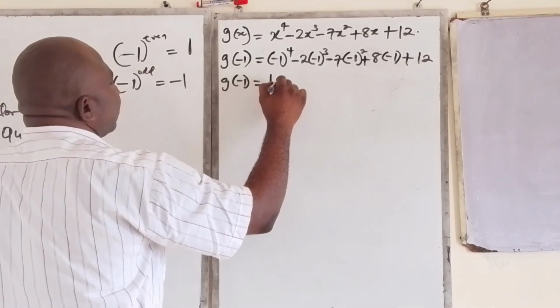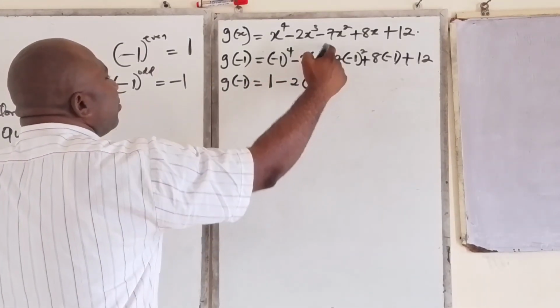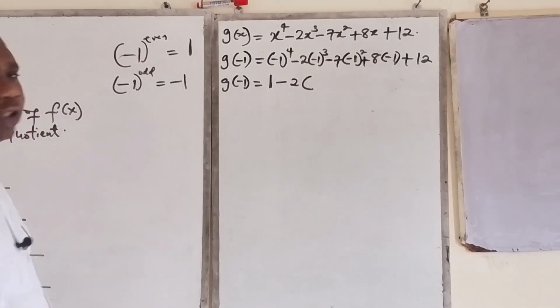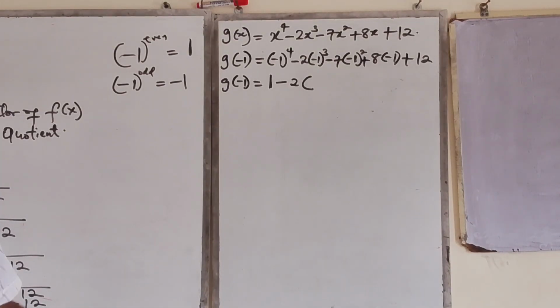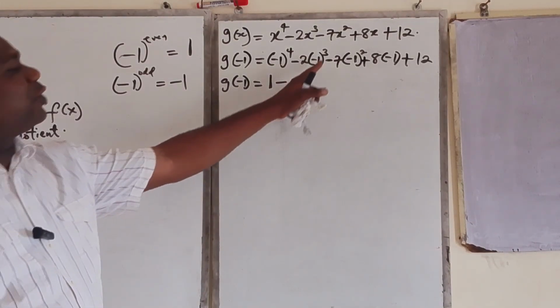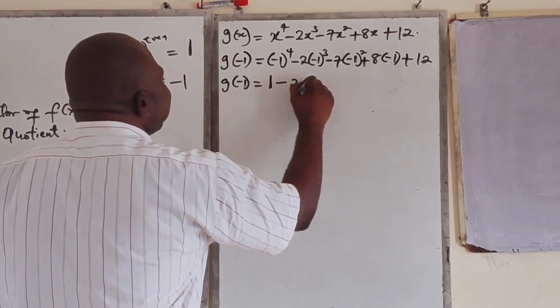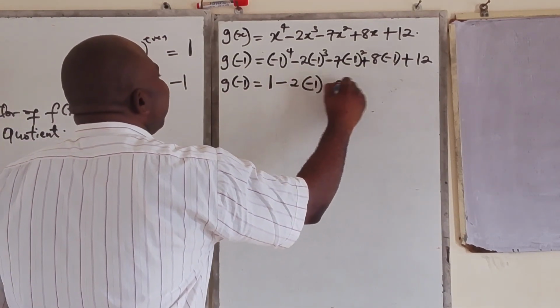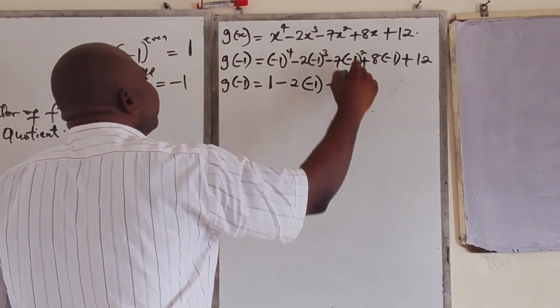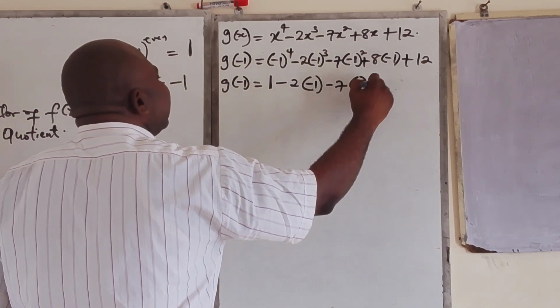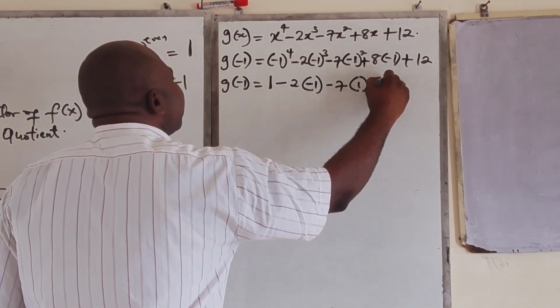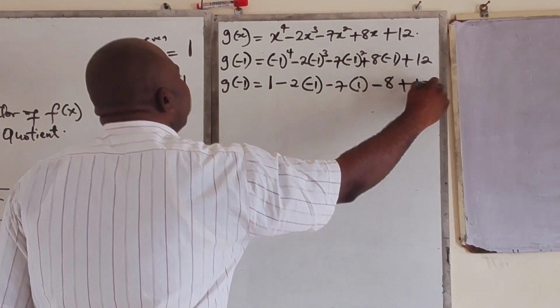Here we have 1 minus 2. Now 3 is an odd number. So because 3 is an odd number, it means minus 1 raised to the power of odd is minus 1. So here we have minus 1. Minus 7. Now minus 1 to an even power, that's 2, will give us 1. Plus times minus is minus, so minus 8. Then here we have plus 12.